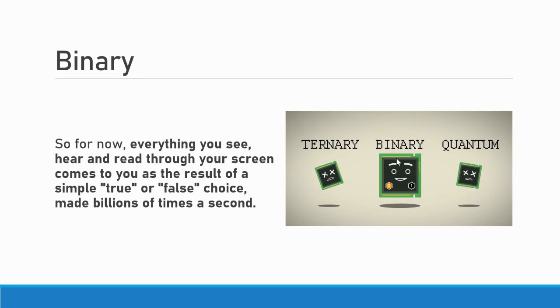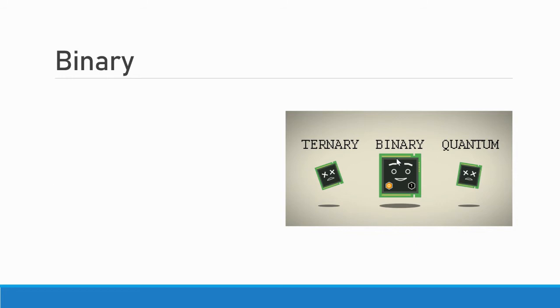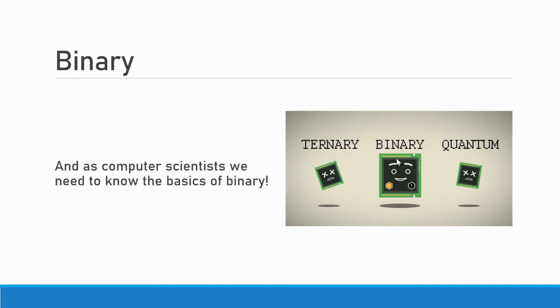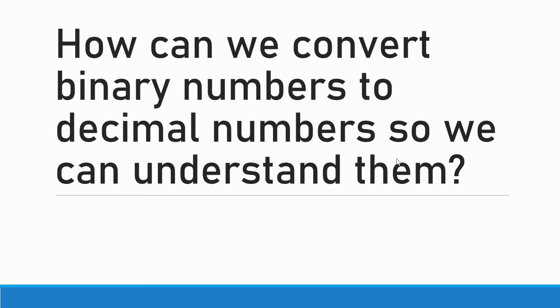Just true or false, ones and zeros, ons and offs. Everything that we do on our digital computer screens is because of those transistors, those little switches that can either be on or off. And as computer scientists, we really need to know the basics of binary. So, how can we convert binary numbers to decimal numbers so we can understand them?